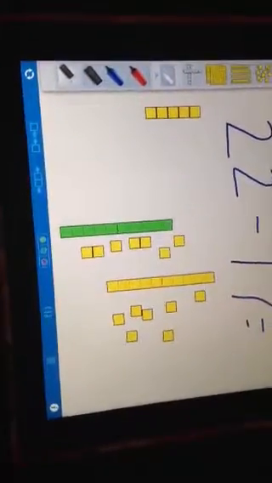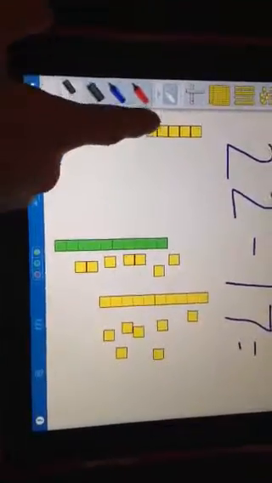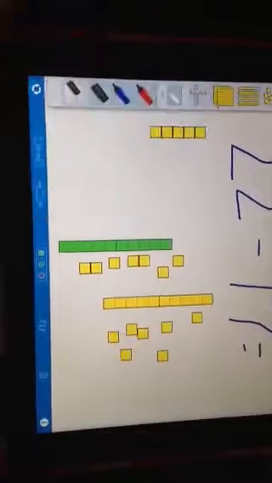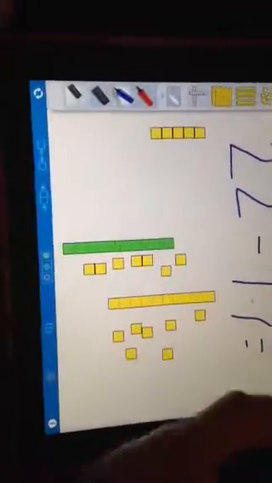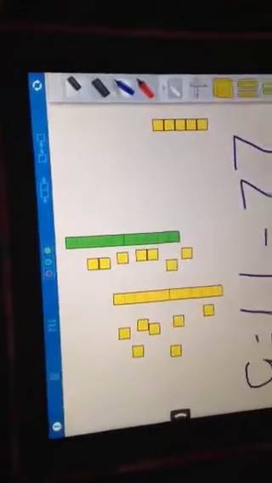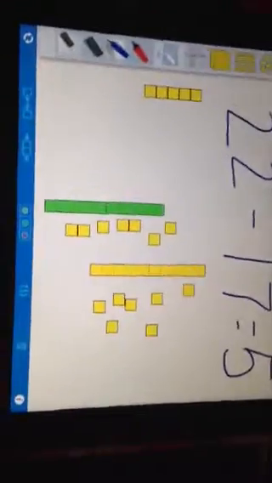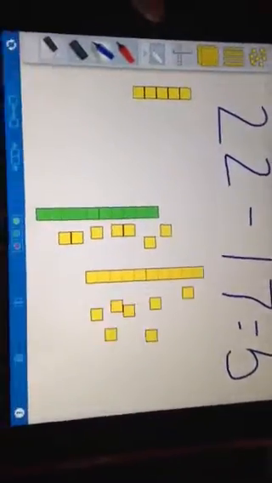Okay, so what do I have left over? It looks like we don't have a full 10, so let's count them up. 1, 2, 3, 4, 5. So we know our answer is 5. So that's what I would do for that. Now let's clear all that and let's go on to decimals.